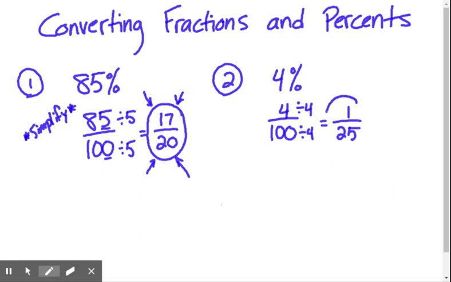So 4% as a fraction is 1 over 25. And that is it.